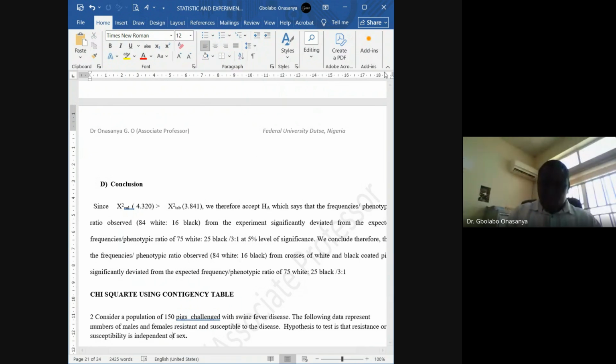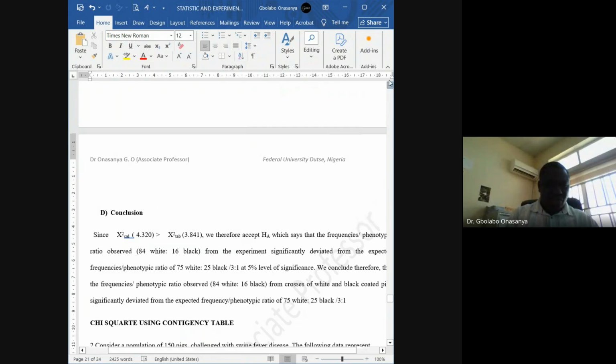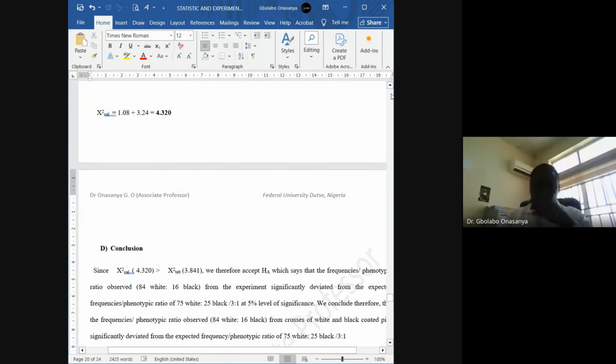Do you have the table with you? Are you familiar with the chi-square table?